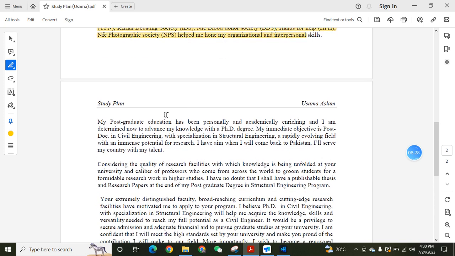Then, when you complete your bachelor's or master's, you can say that it was very enriching, and I am very determined to pursue a PhD degree. Then you mention your immediate objective, what you want to do, what your wish is after completing that degree. I said that I aim to come back to Pakistan and serve my country with my talent, or whatever you can write.